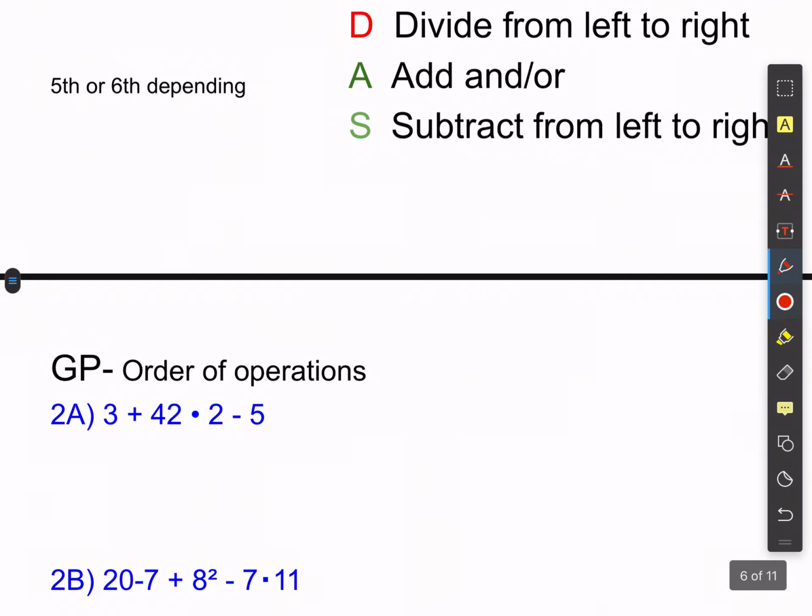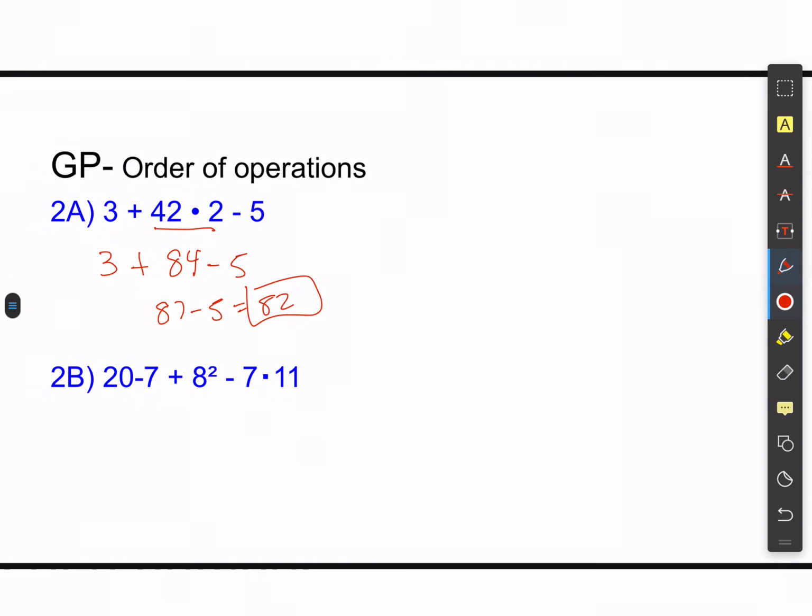Do I have multiplication or division? Yes, I do, so I'm going to do that out. This is going to be 84. Notice I just bring everything else down here. I don't have any more multiplication or division, so now I can just add and subtract straight across from left to right. 3 plus 84 gives me 87. 87 minus 5 equals 82. And I'm done.